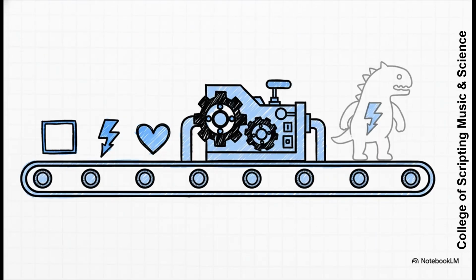Now, inside every class, you've got this special function called a constructor. You can think of this as the very first station on the assembly line. Its job is to take in all that raw data we saw, the name, the power, the HP, and assign it to the new creature that's being built. It's the essential first step of construction.